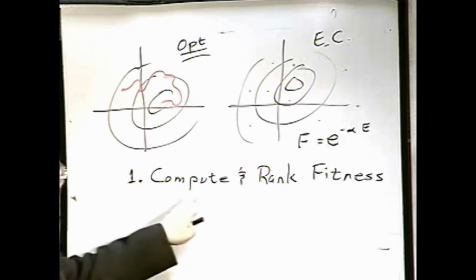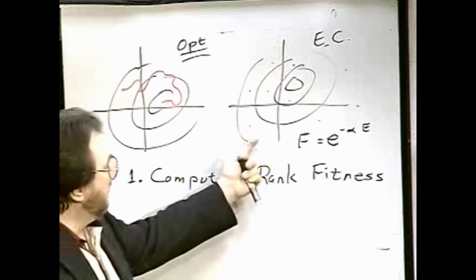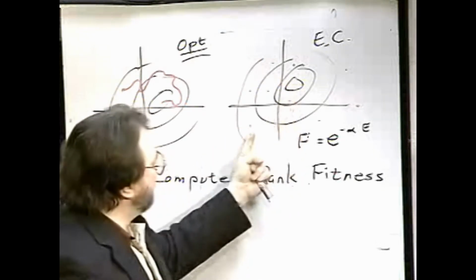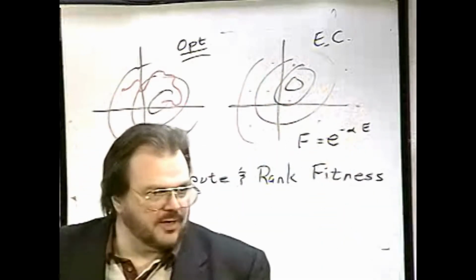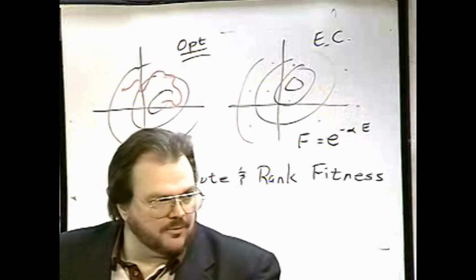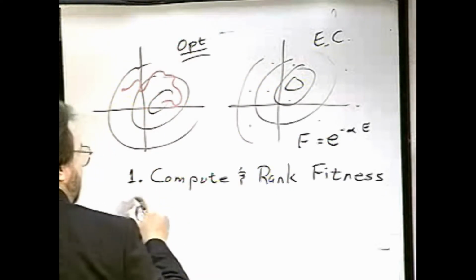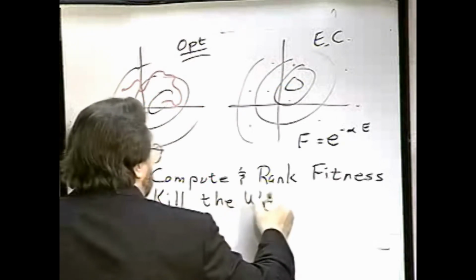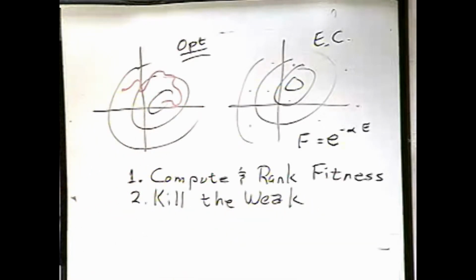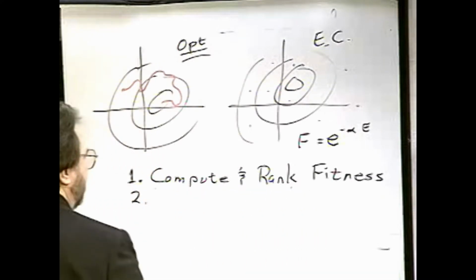So the first thing we do is compute and rank the fitness of each one of the elements here. Clearly, if this is the mountaintop, these guys are not going to be very fit, because they are going to have a low fitness function associated with them. So what happens to those low fitness functions? They die. So the second thing we can do is we kill the weak. We actually don't kill the weak, but we do something which we call the survival of the fittest.